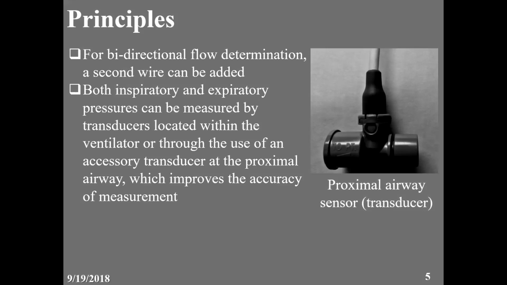Now, if you want to measure the flow in and out, we use 2 wires. So it can measure a flow sensor of 2 wires. So we can measure both inspiratory and expiratory flow. And the transducer or the flow sensor can be inside the ventilator, but also it can be in the tubing, somewhere in proximity to the patient. The sensor, if it's outside, is a little bit more accurate.